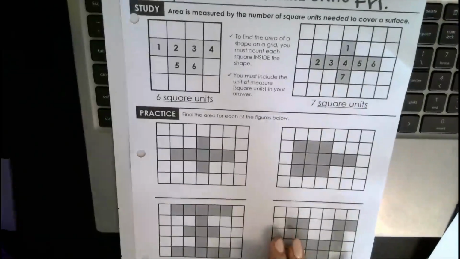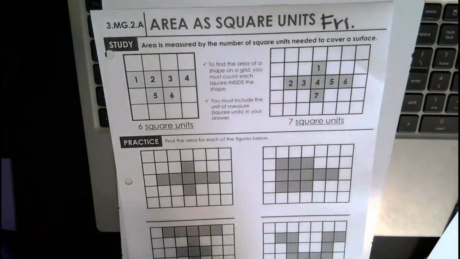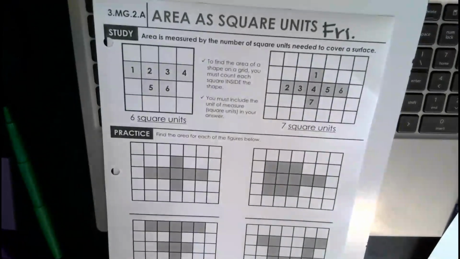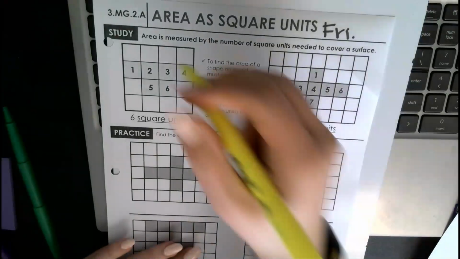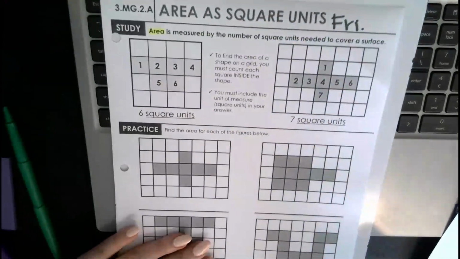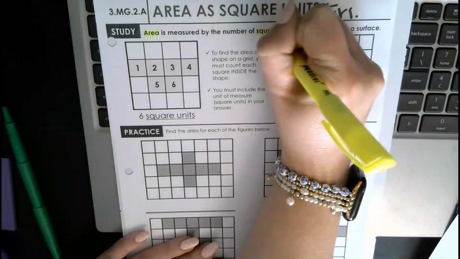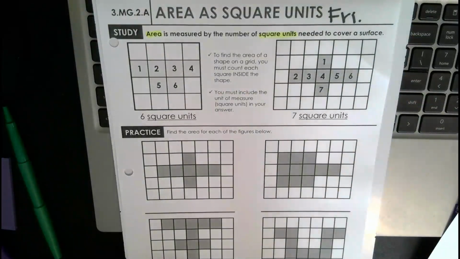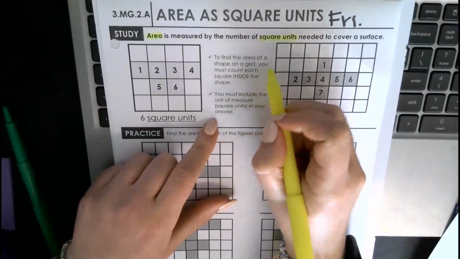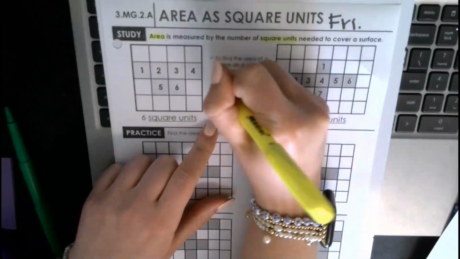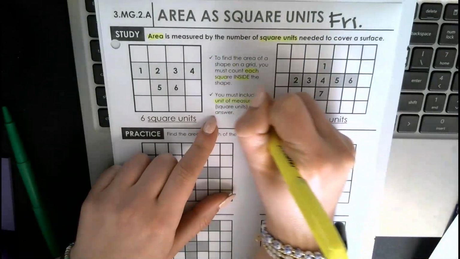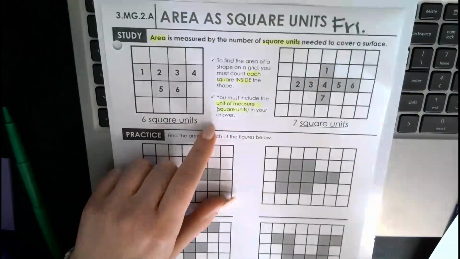All right, guys. Do you all have this sheet? Yes. Excellent. It says at the top, oh, wait, first. What is area? Oh my gosh, thank you so much for asking. Area is measured by the number of square units needed to cover a surface. All right, so we're counting the inside. To find the area of a shape on a grid, you must count each square inside the shape. You must include the unit of measurement, square units, in your answer.